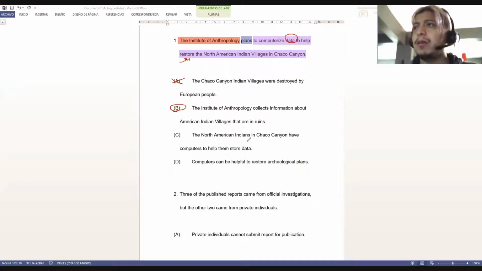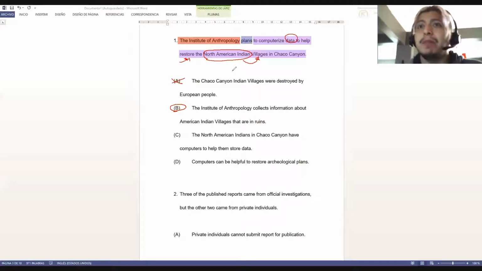C, the North American Indians in Chaco Canyon have computers to help them store data. The North American Indians. North American Indian right here is an adjective for the villages. We are not speaking about any actual or real North American Indian person.